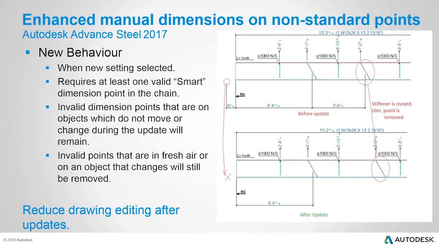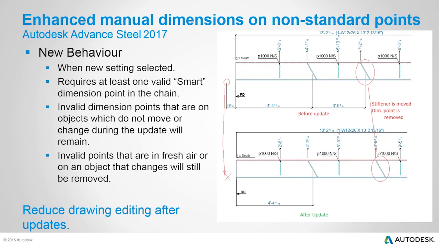They've done an update on the drawing, and that gives you the bottom view. Now you can see here the dimension point that was in fresh air, that still disappears. That's no use to you. It doesn't really dimension anything useful. It was going to lose that. The stiffener on the right, that moved, that's changed. So again, it can't track the point, we knew that. So like before, that's still going to disappear.